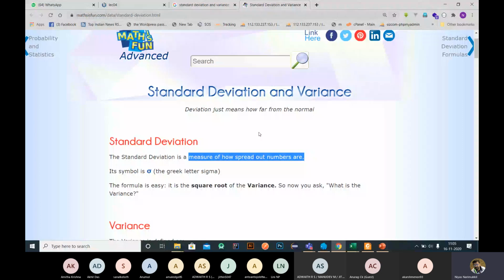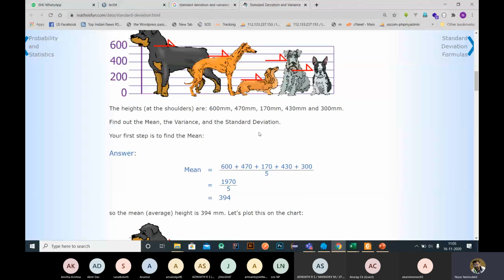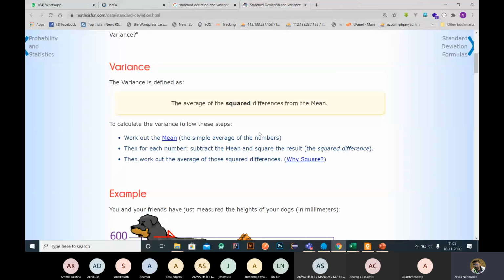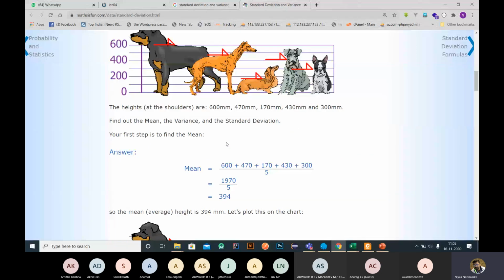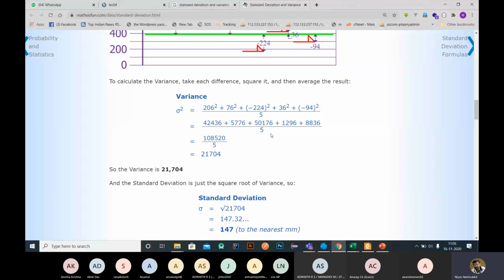So this is the equation of standard deviation. Standard deviation is the square root of variance, so we need to find the variance. For variance, we find the mean, then the difference of each height from the mean, square those differences, and divide by the number of items. The equation for that is given here.